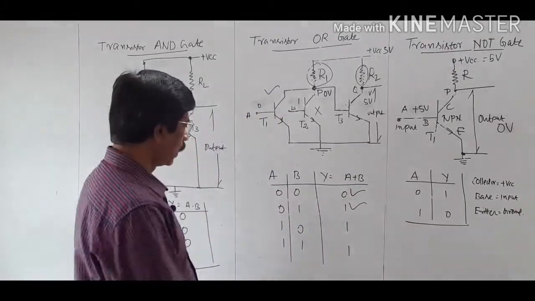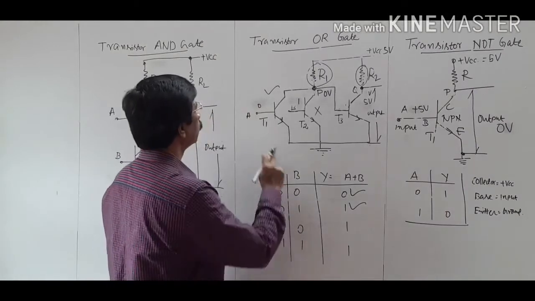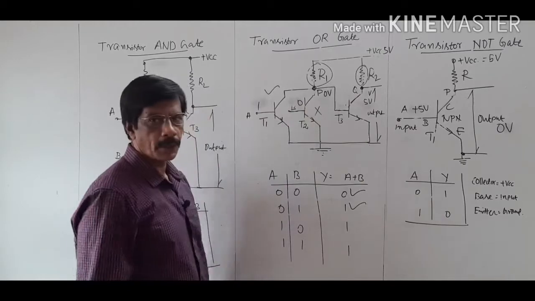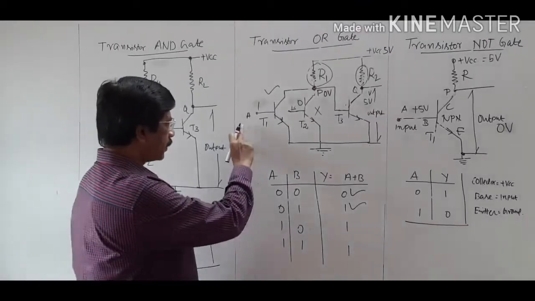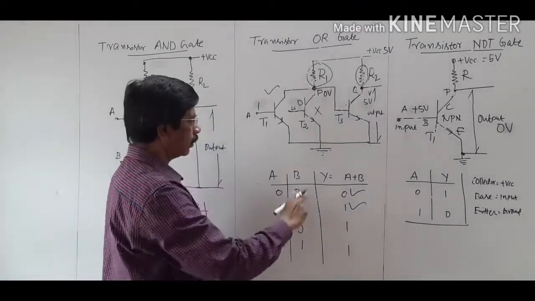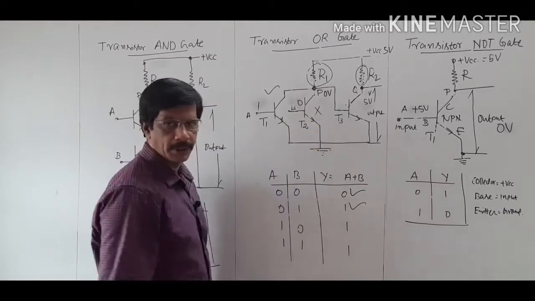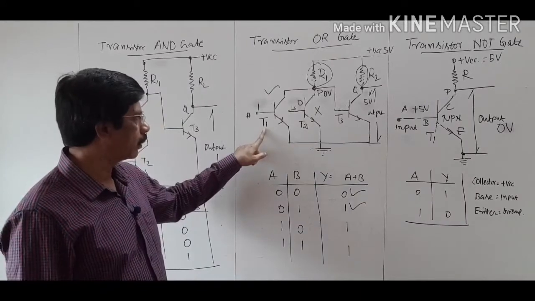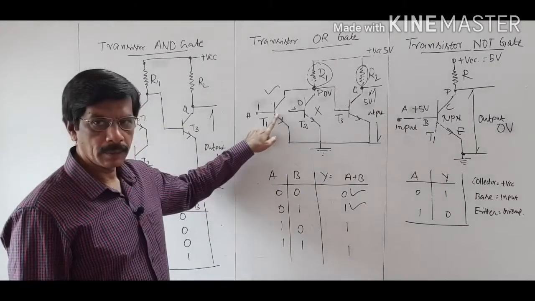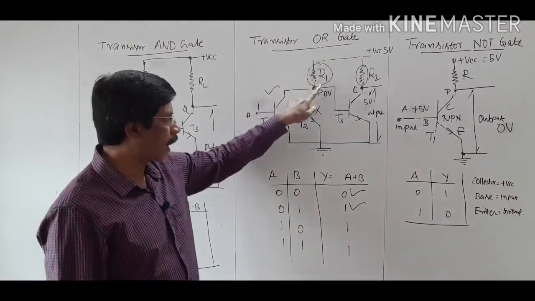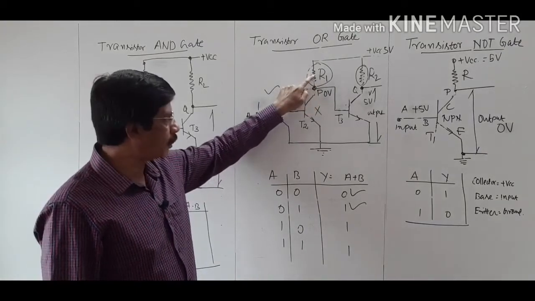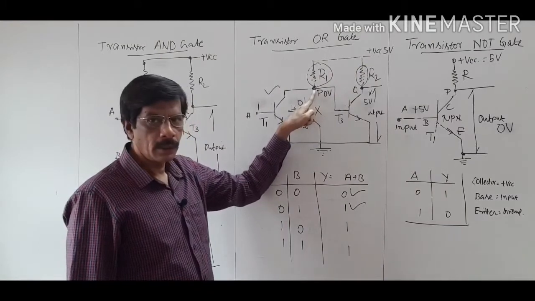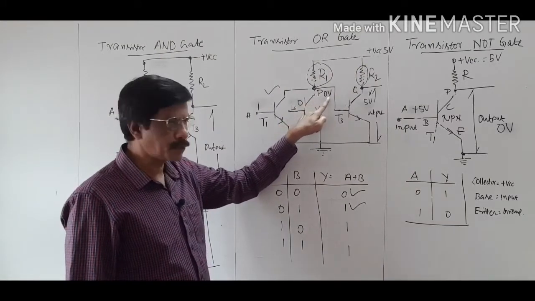Third case, A is 1, B is 0. So under this case, the transistor T1 switches on, the transistor T2 is in the off condition. Because of T1, it generates current. Again that current is dropped across R1. Because of this voltage drop, the plus 5 volt cannot enter the point P. Again the voltage across the point P is almost 0 volt.